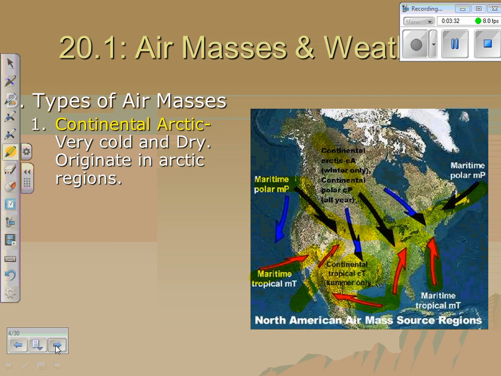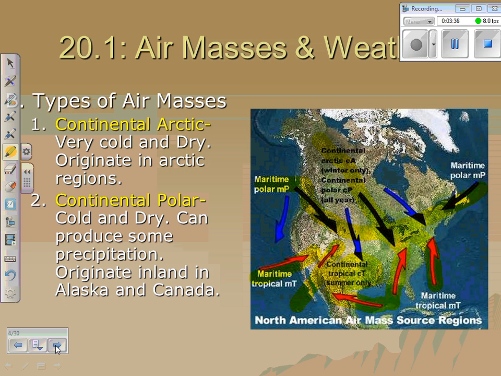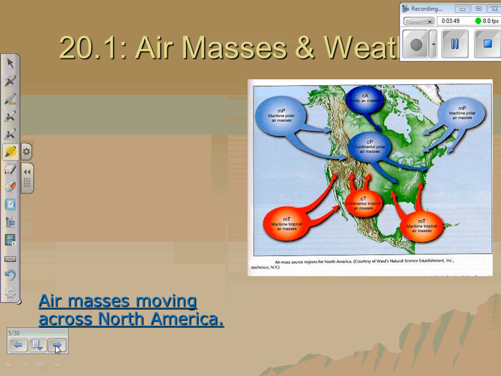Continental Arctic is very cold and dry, and it originates in an Arctic region. Continental polar, again, cold and dry, can produce some precipitation and originates inland in Alaska and Canada. Air masses moving across North America, again, they're the standard ones: the maritime polar, continental Arctic, continental polar, maritime tropic, continental tropic, maritime tropic, and maritime polar.